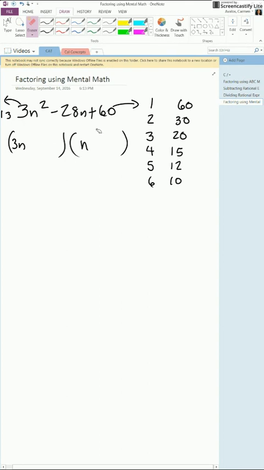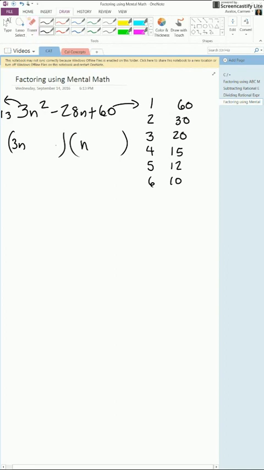And I know that when I multiply the last terms here, these two have to give 60. So one of these combinations has to go here and the other one here. We just have to figure out which of these combinations is going to give me negative 28 when I multiply it out.